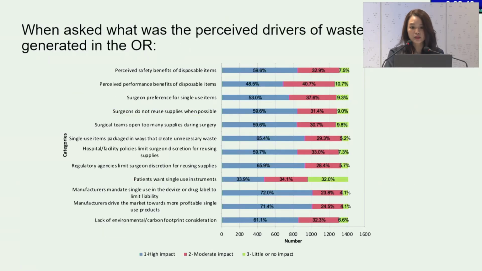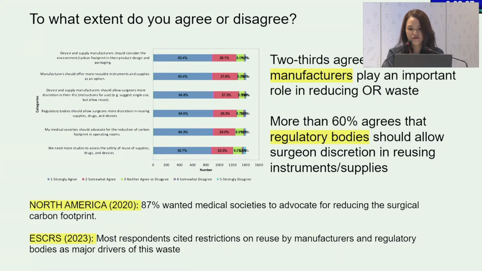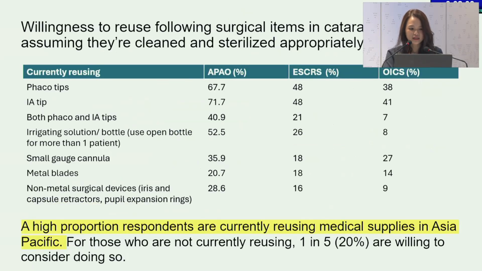When asked what the perceived driver of waste generated in the OR was, two-thirds agree that manufacturers play an important role in reducing OR waste. We want manufacturers to offer more reusable instruments, and to consider the environmental impact in their design and packaging. More than 60% agree that regulatory bodies should allow surgeons discretion in reusing these medical supplies, that medical societies should advocate for it, and that we do need more clinical studies to prove the safety of reusing these medical items.